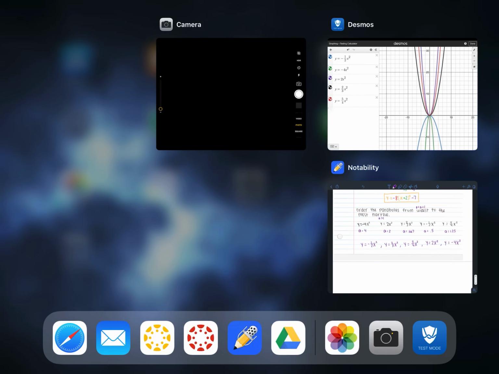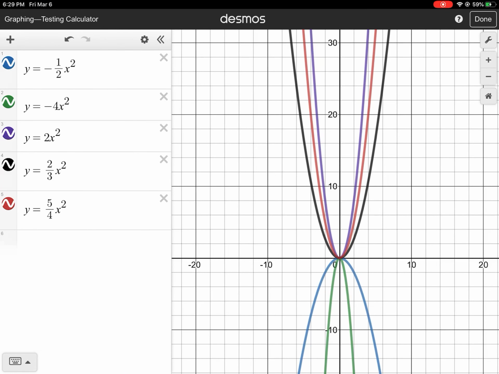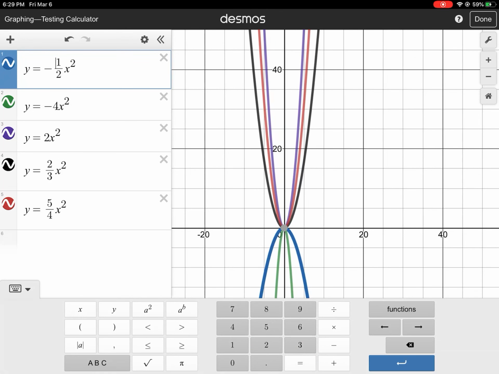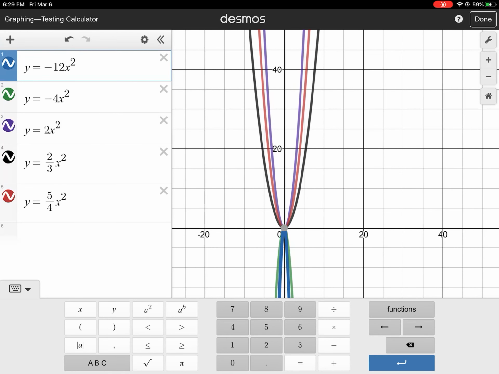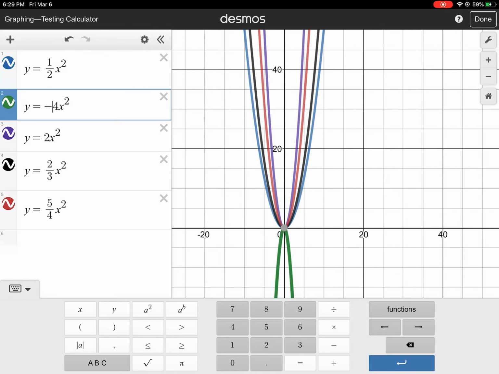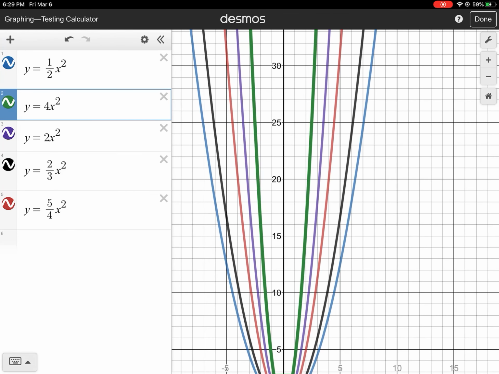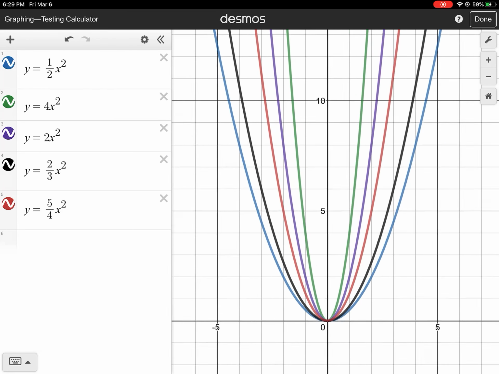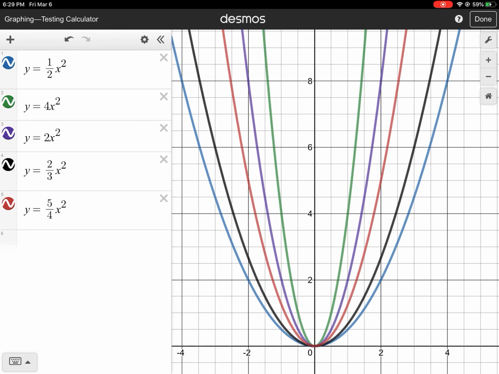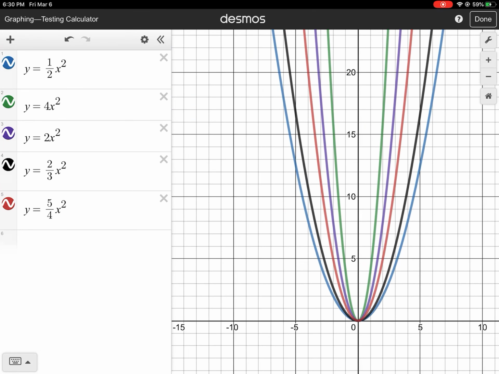Those are all on our notes, right? All of them. But again, the negatives, all they do is just flip it over the x-axis. So if I really just get rid of all of these negative signs, I can actually compare their wideness and narrowness. So what's the widest of all? The blue one, which again is the 1/2 one. What's the next widest? The black one, which is the 2/3. The next one is the red, which is 5/4, then the 2, and the green, which is the 4.